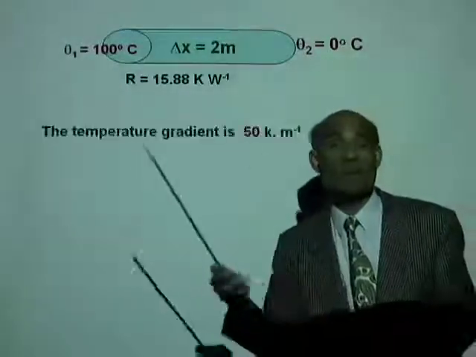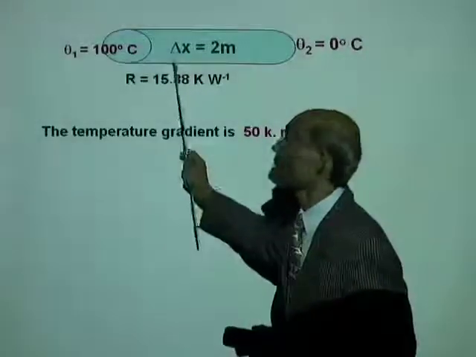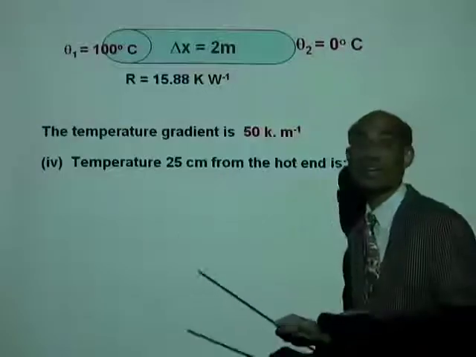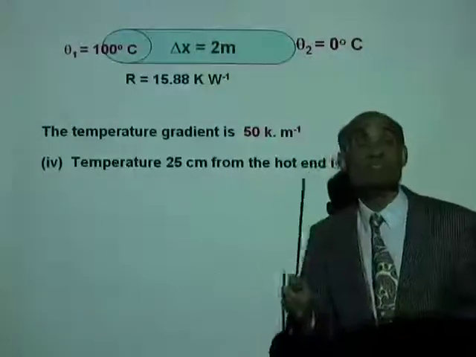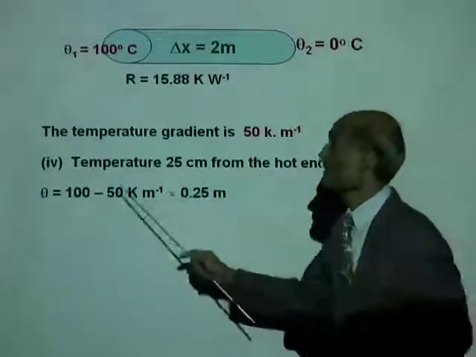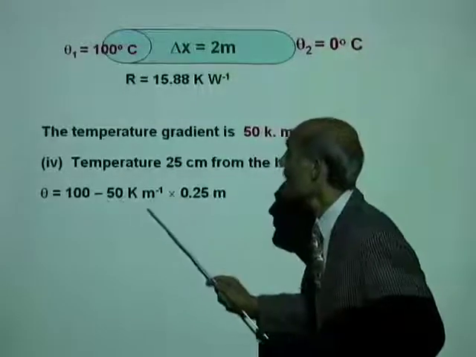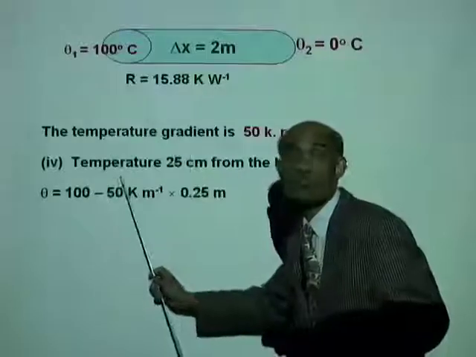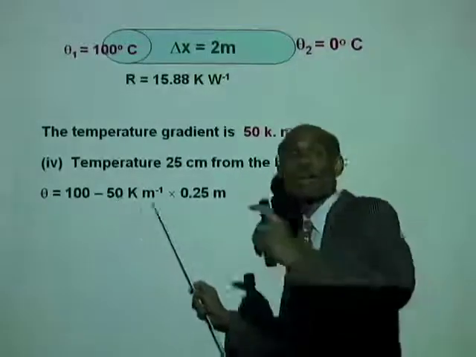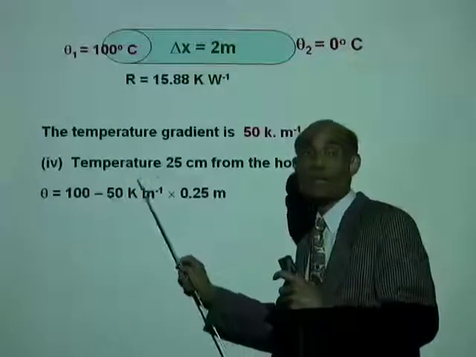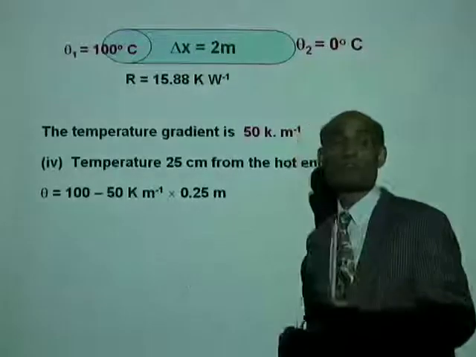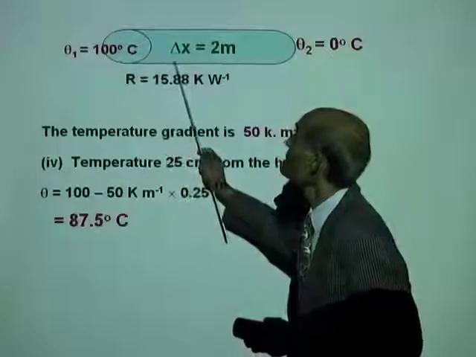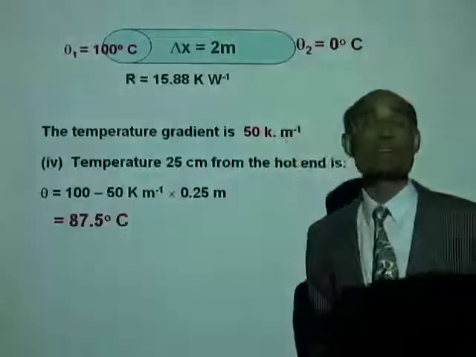We can use that concept now to find the next part. We want to find the temperature at 25 centimeter from the hot end. What will be the temperature 25 centimeter from the hot end, knowing that the temperature gradient is 50 Kelvin per meter? That will be 100 minus 50 Kelvin per meter multiplied by 0.25. Is that right? Because as you go down, the temperature will fall at the rate of 50 Kelvin for every meter. So the amount of fall will be the rate multiplied by the length. So 100 minus 50 Kelvin per meter times 0.25 meter. The temperature 25 centimeter from the hot end is 87.5 degrees Celsius.